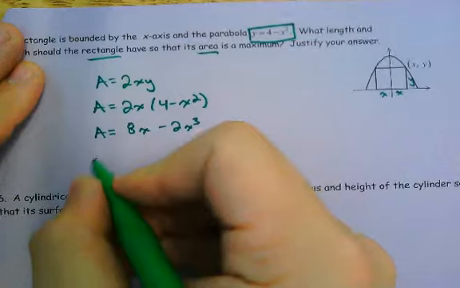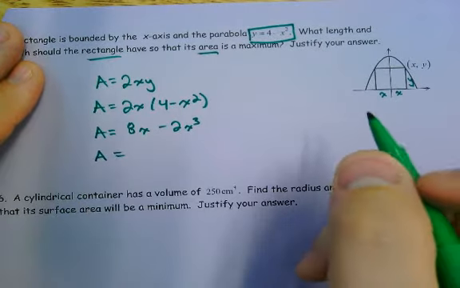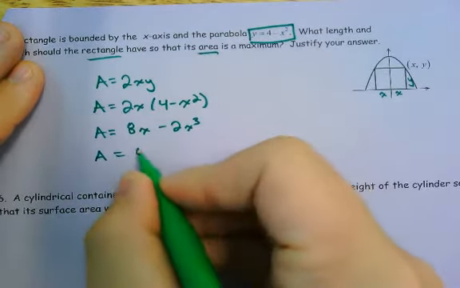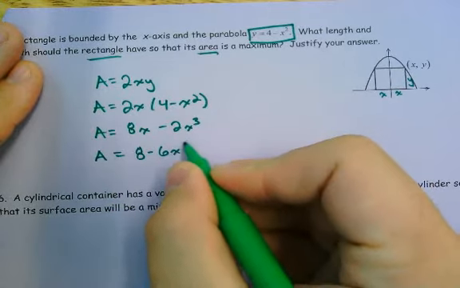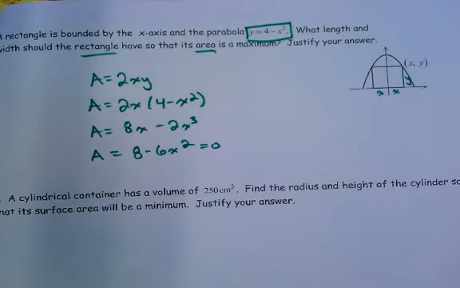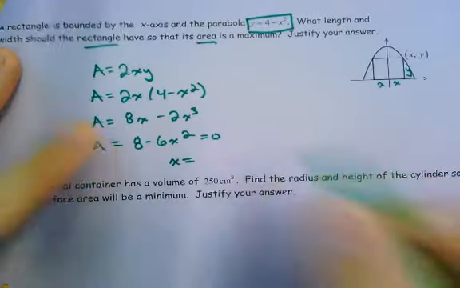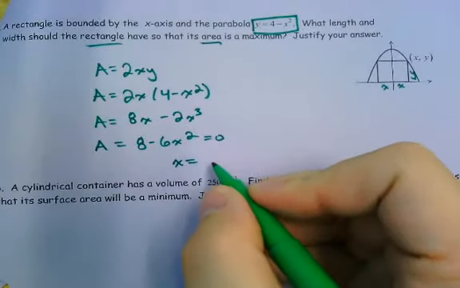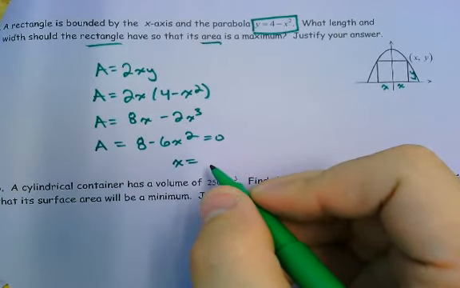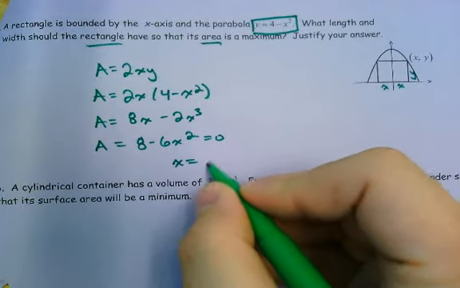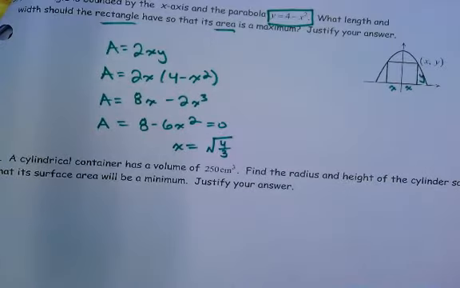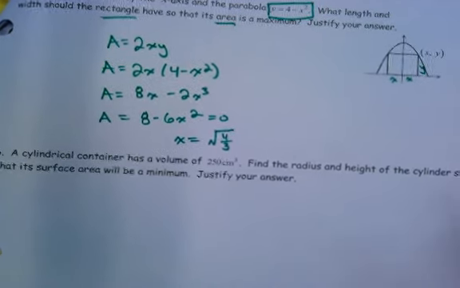Are we ready to take the derivative now? So what are we going to get? 8 minus 6x squared. Solve for x. You're going to get the square root of 4/3. Why is this not plus or minus? Because it's area. Can I have a negative for area? Nope.